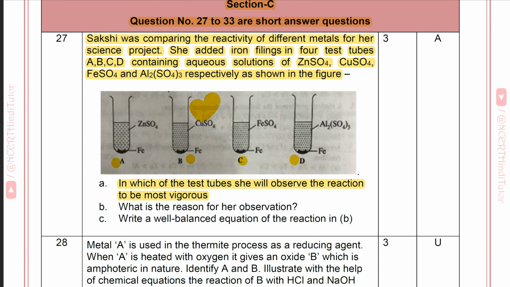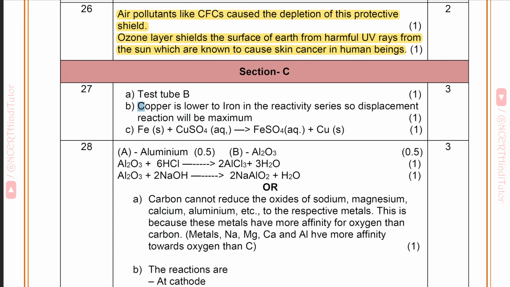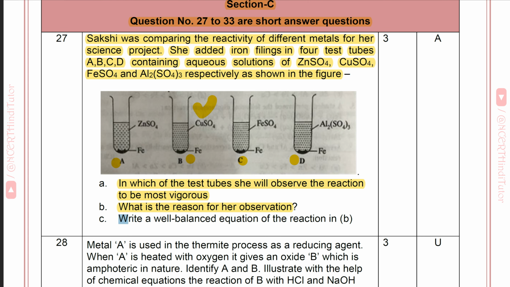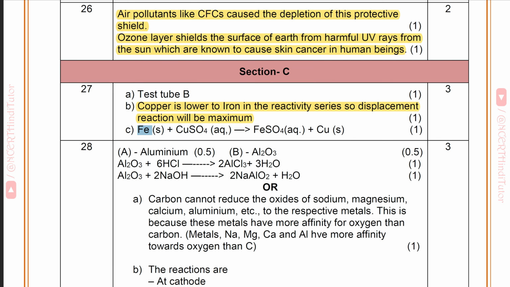Answer: test tube B. B. What is the reason for her observation? Answer: copper is lower than iron in the reactivity series, so the displacement reaction will be maximum. C. Write a balanced equation of the reaction in B. Answer: Fe plus CuSO4 gives FeSO4 aqueous plus Cu solid.